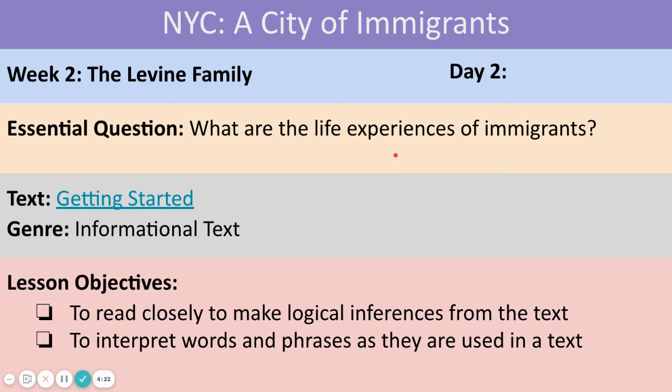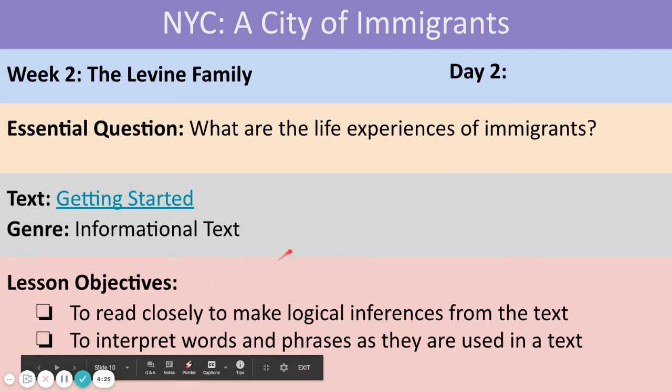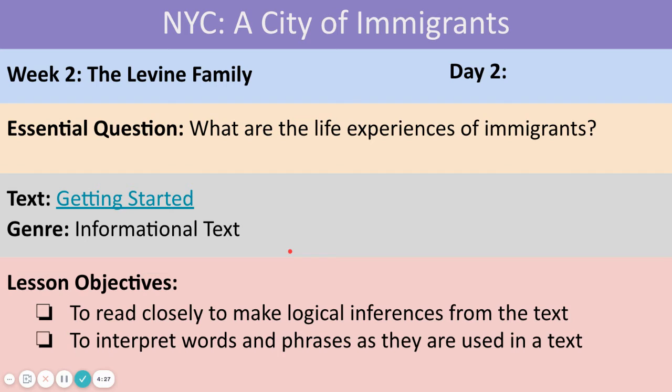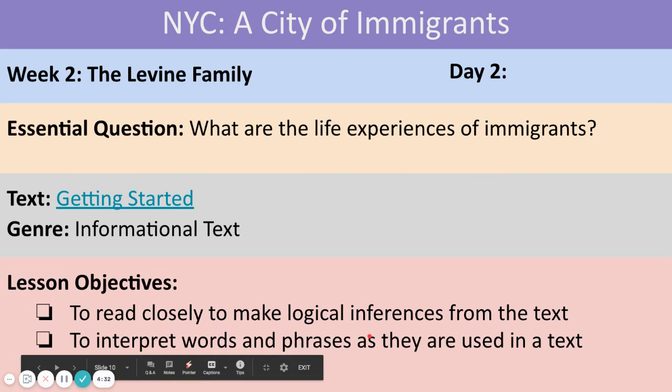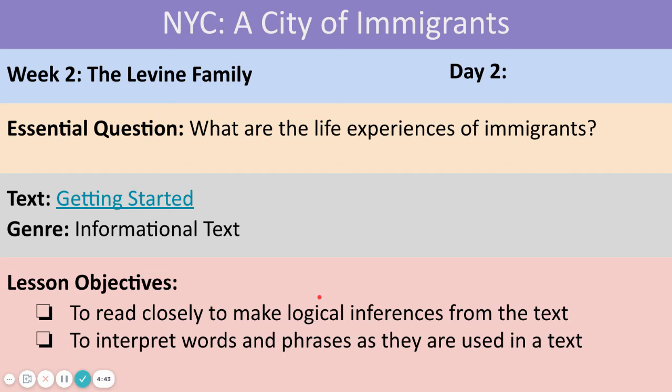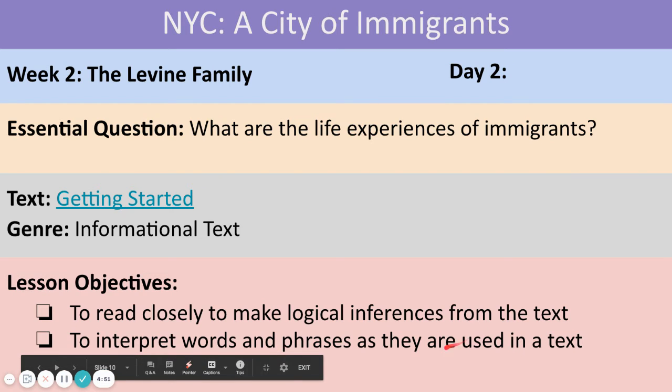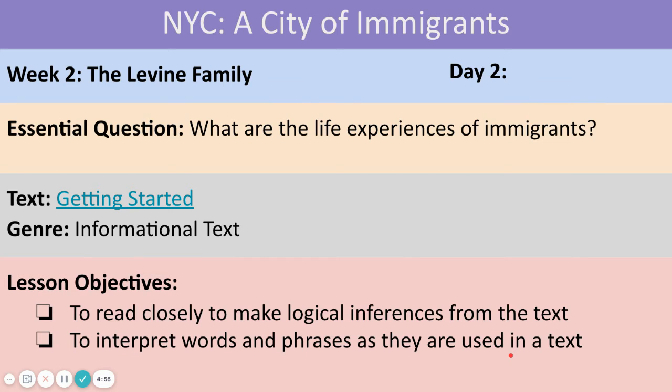Can somebody please read the first lesson objective? Good. To read closely, to make logical inferences from the text. Good. We're going to make inferences. We're going to draw conclusions. We're going to make predictions about the text. Can somebody please read the second lesson objective? Good. To interpret words and phrases as they are used in the text. We're going to learn new vocabulary and how to address challenging vocabulary in the text we read.